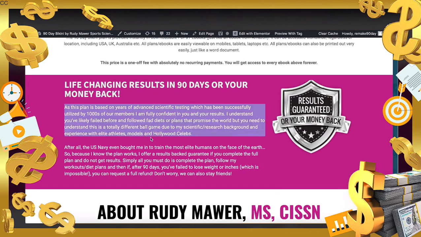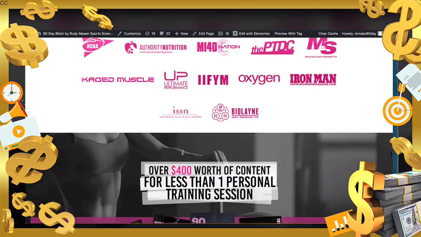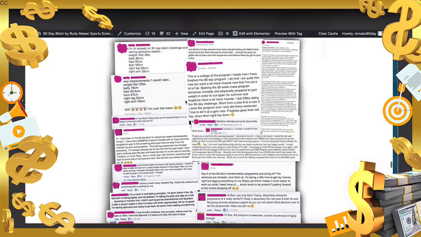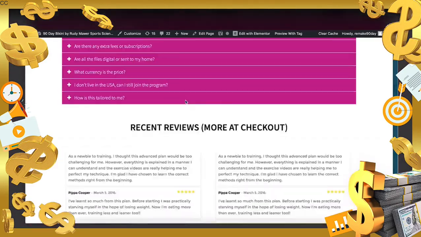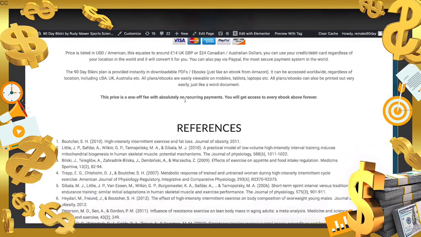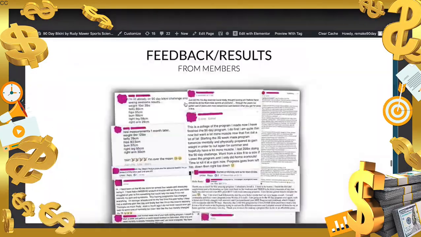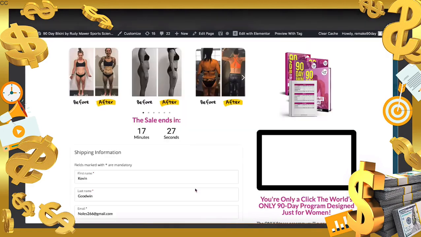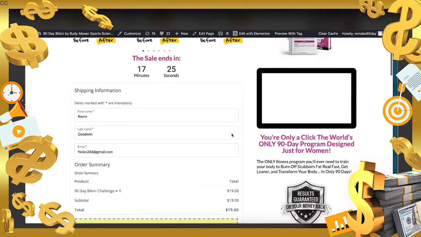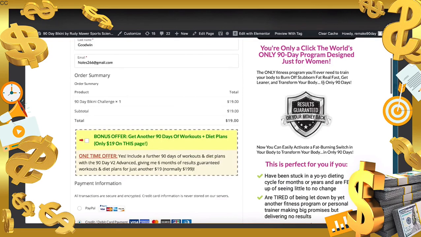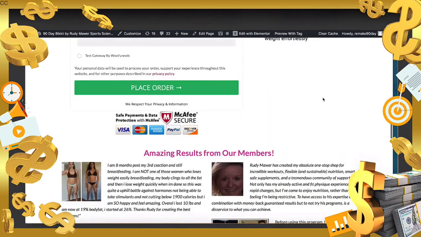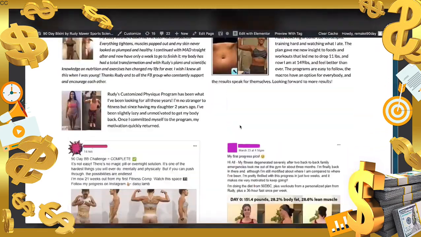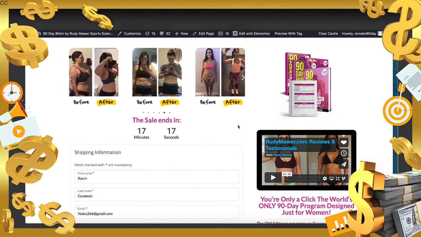A 90-day money-back guarantee, a big about section on me, more social proof, an FAQ, more social proof, and then references. And even if you go to the cart page, it has more social proof, a video testimonial, more social proof results. So as you can see, I'm pulling all these key elements, more social proof, right? Hopefully there are some lessons learned from that.